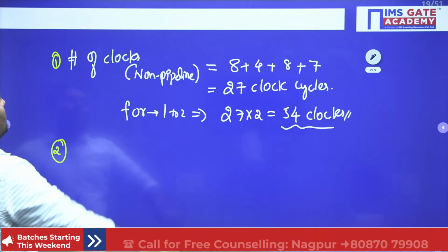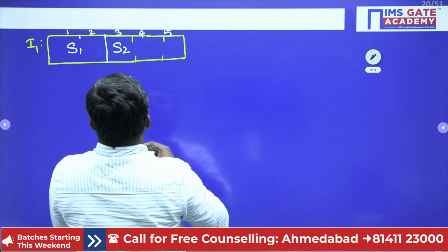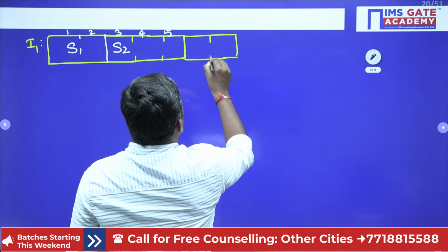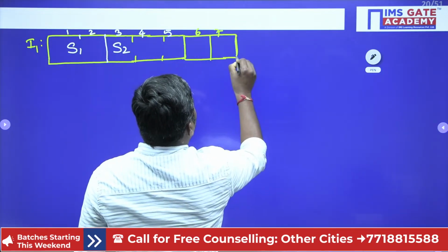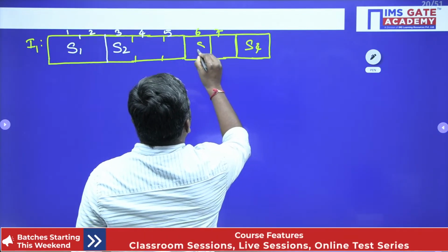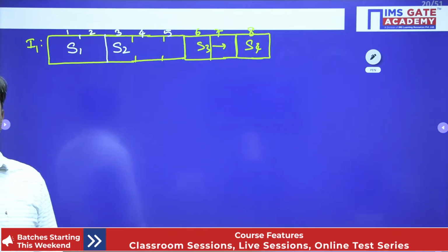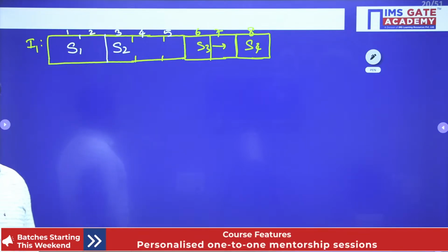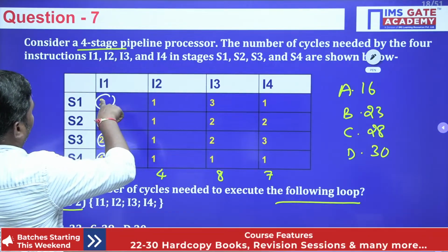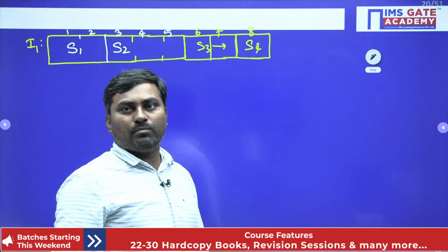Now stage 3 requires 2 clock cycles, clock number 6, clock number 7. Stage 4 requires 1 clock cycle. So this is clock number 8. Is it clear? At clock number 8, S4 will complete. So 2 plus 3 plus 2 plus 1, 8 clocks required. This is the transaction which we go through.